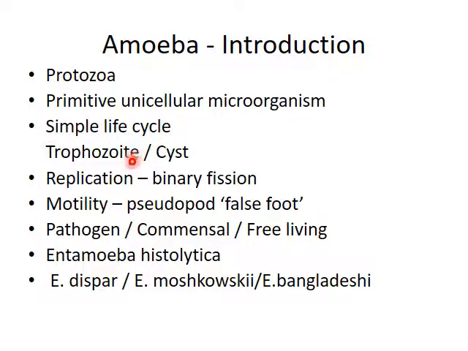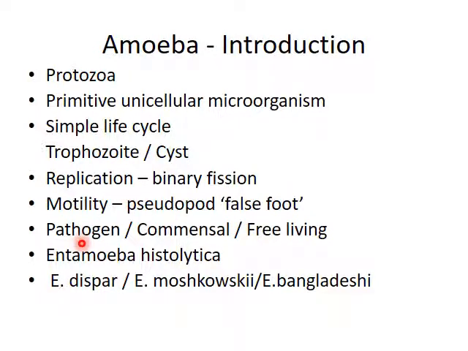It is mostly seen in two forms, trophozoite and cyst. We will see both the forms later. Amoeba replicates by binary fission. As I earlier mentioned, it changes its shape because amoeba has got certain finger-like projections on its cell wall that are called pseudopod, also known as false foot, which eventually helps amoeba for motility.